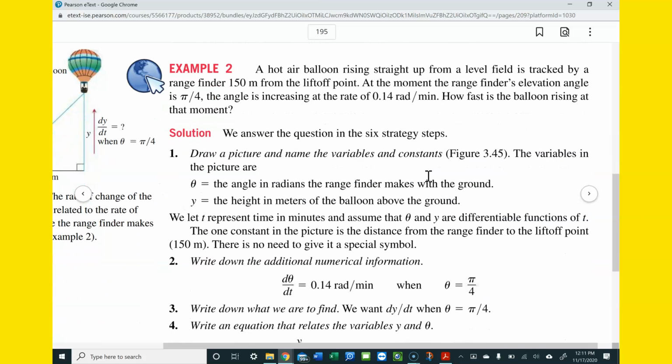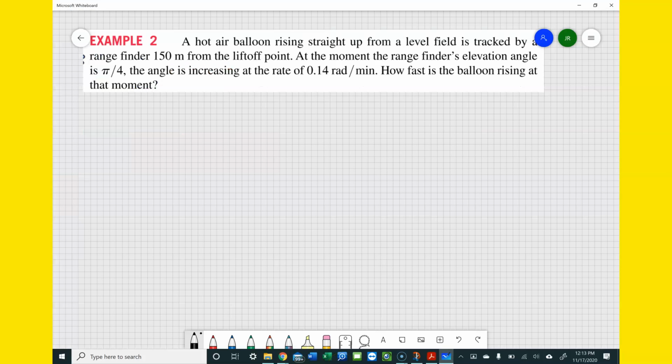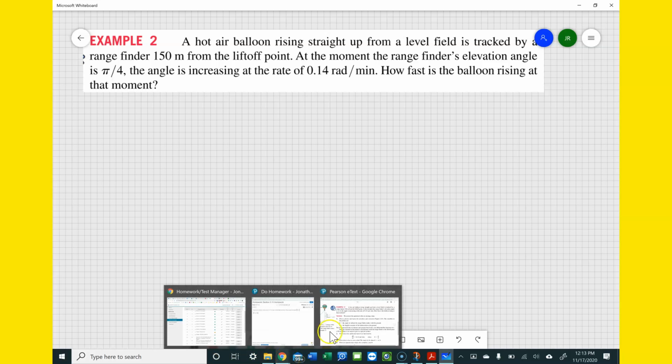All right, let's tackle example 2. All right, a hot air balloon rising straight up from a level field is tracked by a rangefinder 150 meters from the liftoff point. At the moment the rangefinder's elevation angle is pi over 4, the angle is increasing at a rate of 0.14 radians per minute. How fast is the balloon rising at that moment? All right, so let's use our strategy.